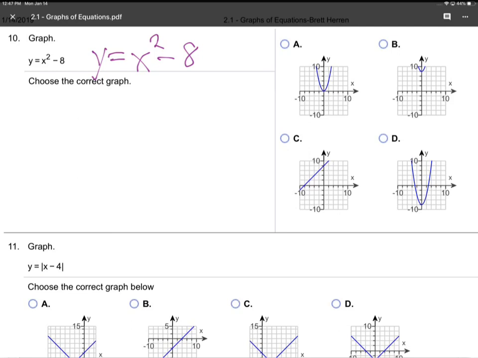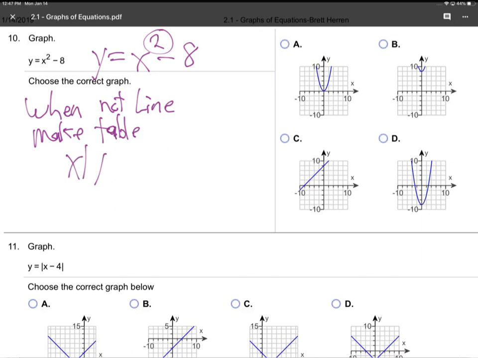If you want, you can make an XY table, like we did. That's generally my suggestion on these ones that are not lines. Maybe I'm not being very clear. When it's not a line, this squared tells me it's not a line, so I make an XY table. So I've given you today 2 strategies for graphing. There's many more, but just 2 today.